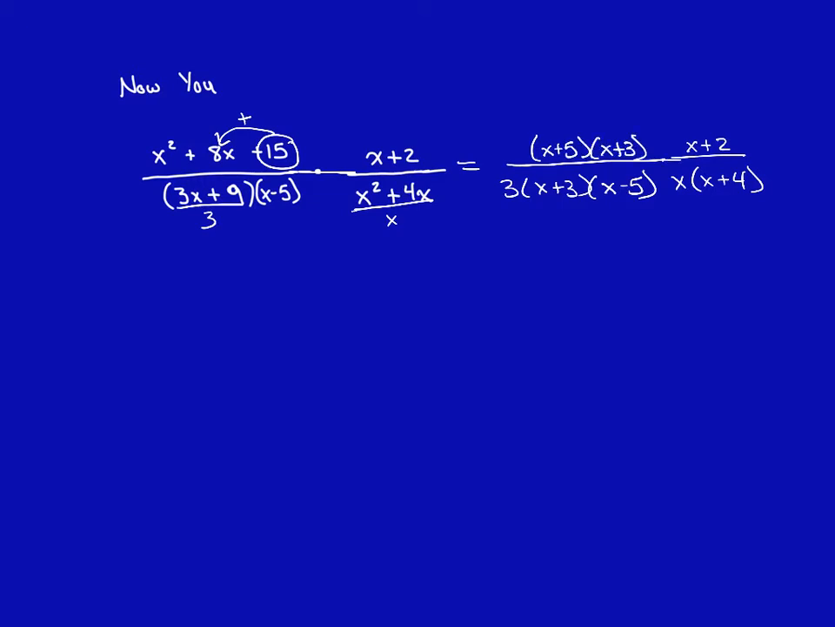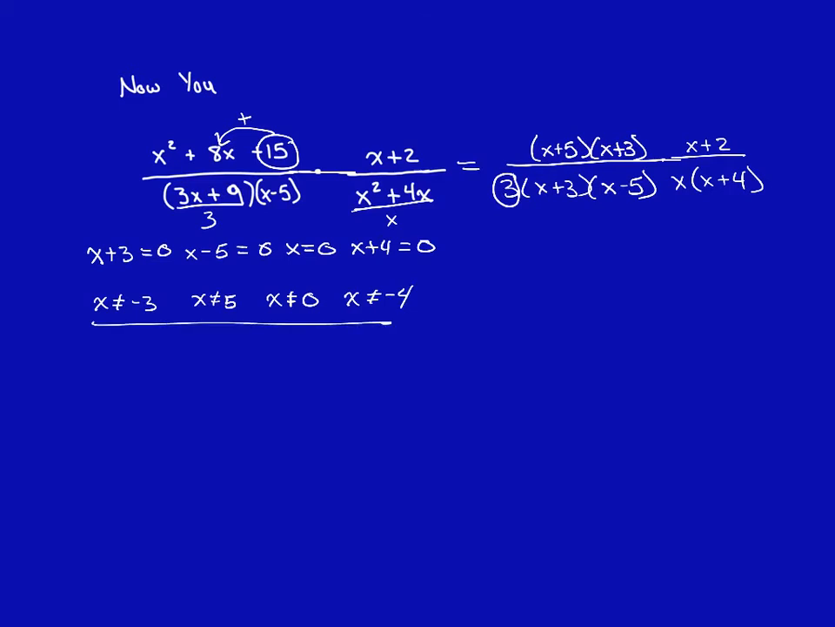And now we are set to find our critical values. So we don't set 3 equal to 0 because 3 does not equal 0. So we set x plus 3 equal to 0, x minus 5 equal to 0, x equal to 0, and x plus 4 equal to 0. So x cannot equal negative 3, x cannot equal 5, x cannot equal 0, and x cannot equal negative 4. There's our critical values.